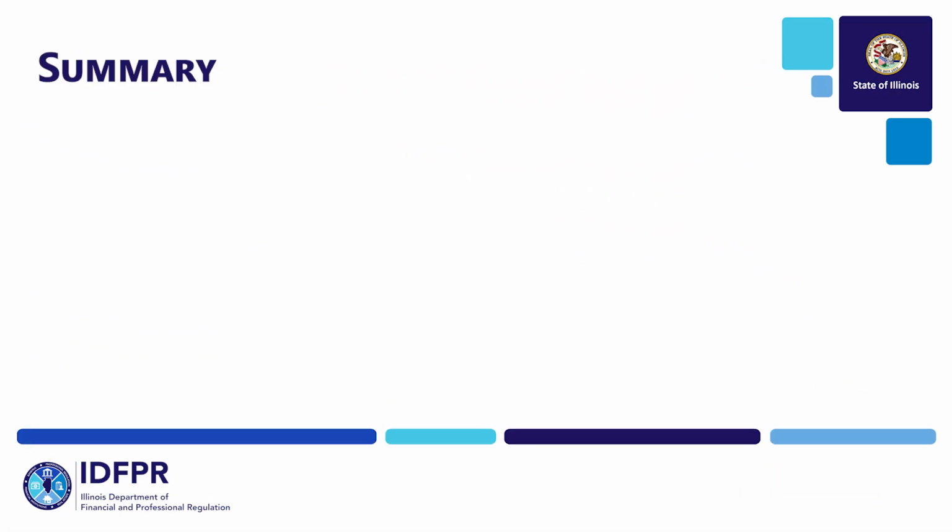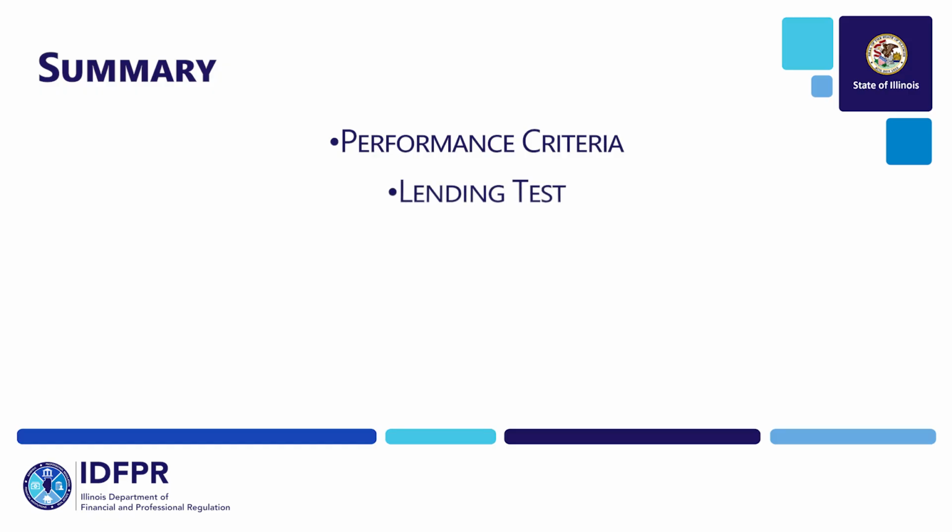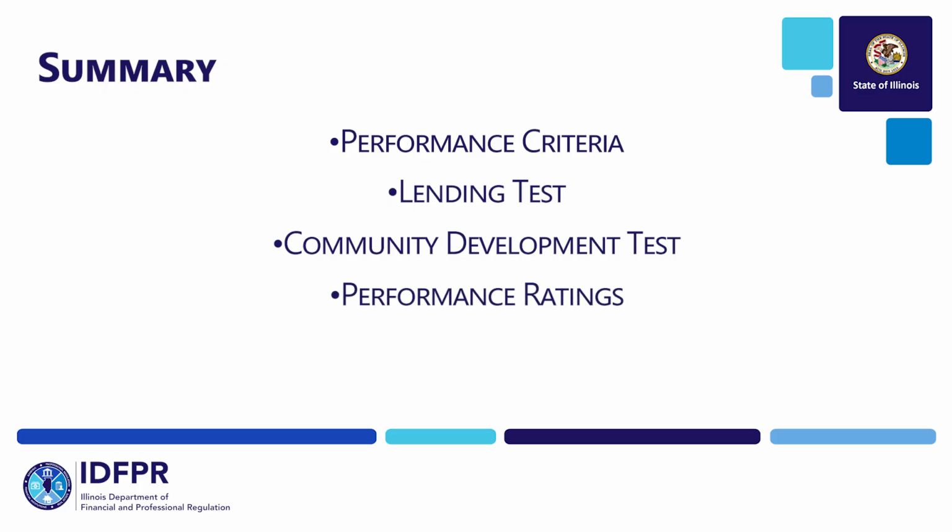In summary, the section on small credit union and intermediate small credit union performance standards consists of performance criteria and ratings for the modified lending test, the community development test as applicable, and the overall ILCRA ratings.